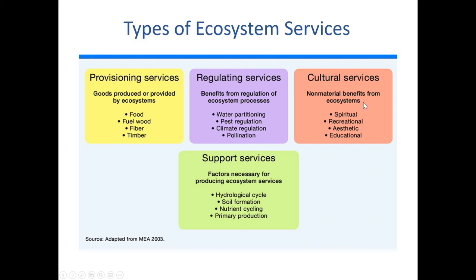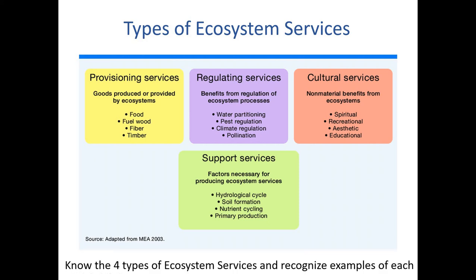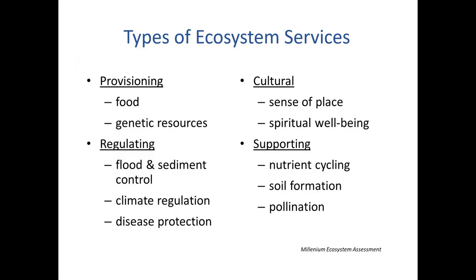And then there are cultural services, of course, provided by ecosystems. These are non-material benefits that ecosystems provide, such as spiritual, recreational, aesthetic, and educational purposes. And then there are support services, which are factors necessary for providing ecosystem services. These again include things like the nutrient cycle and primary production. You should know these 4 types of ecosystem services and be able to recognize examples of each. Some of these are again here in text form, if that's easier for you to learn.